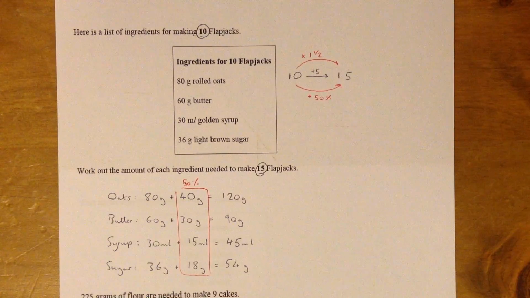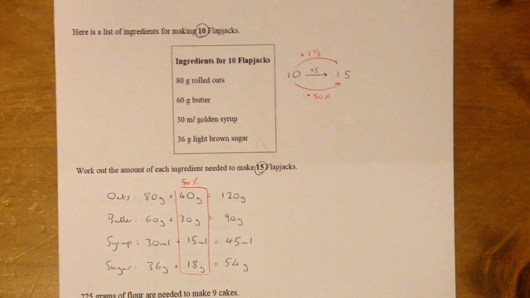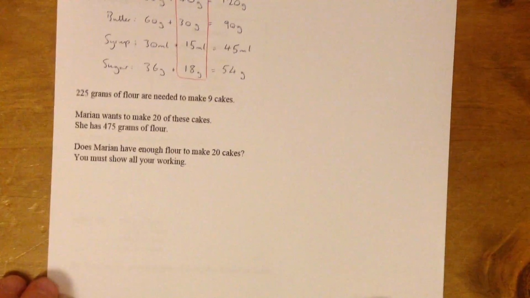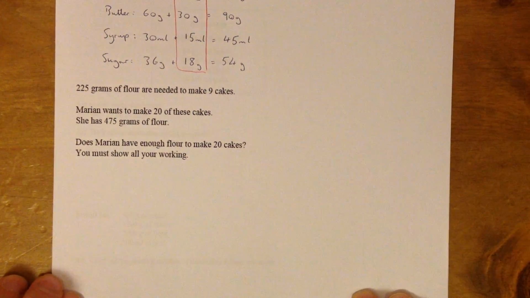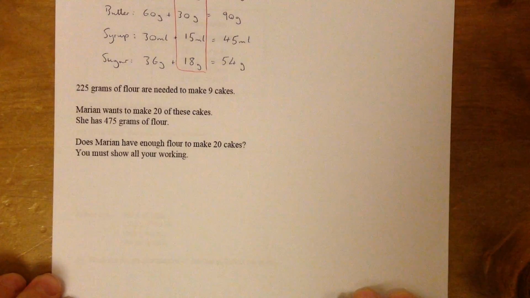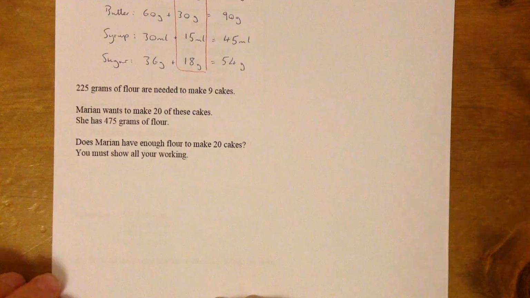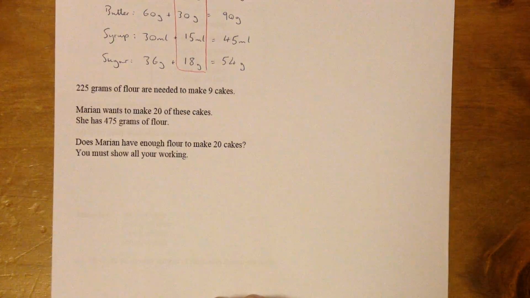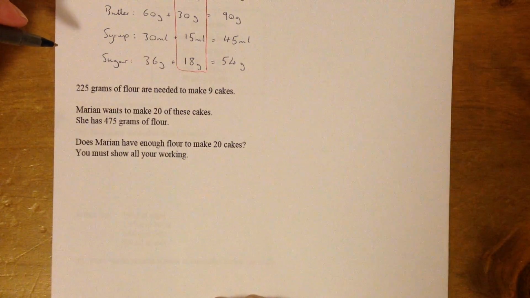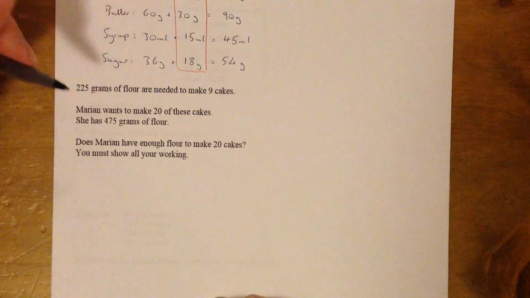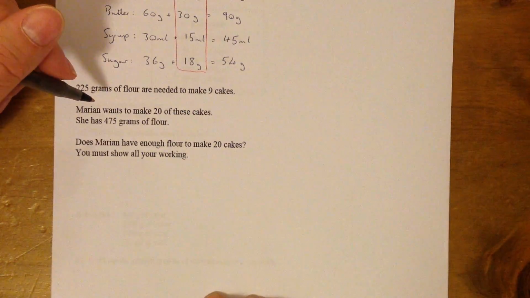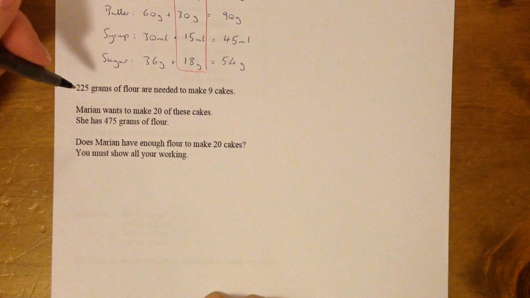Okay, let's have a look at another type of question to do with proportion, to look at the other technique that I mentioned. So here we've got another one, and this is from an actual past paper question, and it says 225 grams of flour are needed to make 9 cakes. Miriam wants to make 20 cakes with 475 grams of flour. Does she have enough? So first things first, we're going to do this one doing the unitary method instead.